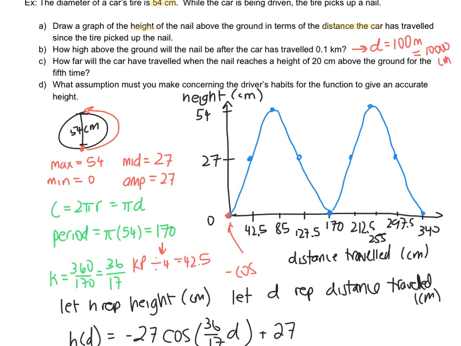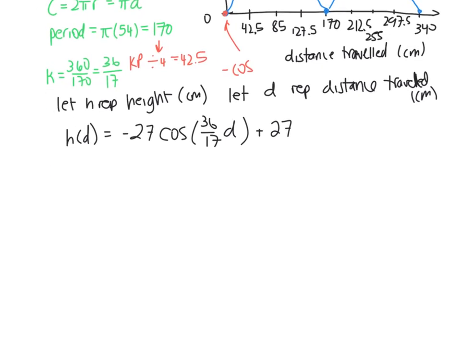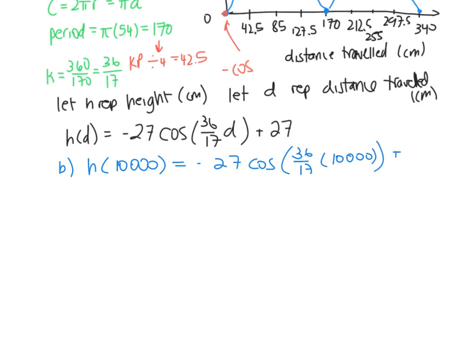So if I'm given the distance traveled, I can just replace D with 10,000 and then just plug that into my calculator. So that is what I will do for part B. So I am calculating h at 10,000. So why don't you pause the video and try to plug this into your calculator to make sure you plug it in correctly, and then come back to check your work. And I want you to round to 2 decimal places here.